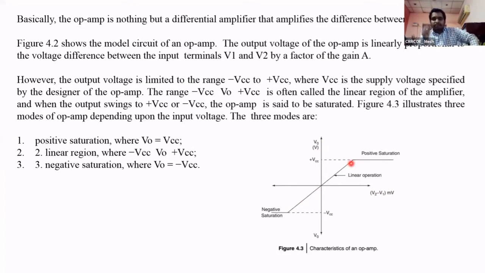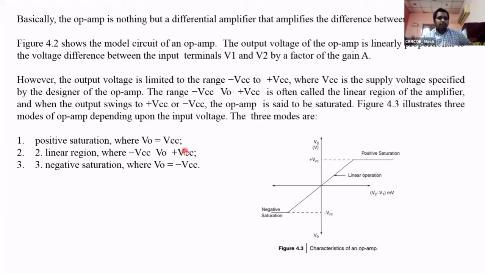That's why this device is very useful in many applications. But the output voltage is limited up to the supply voltage. If the output is more than the positive supply, plus VCC, the output is saturated, meaning there is a positive saturation. If V0 is equal to the negative supply voltage, minus VCC, then it is a negative saturation, meaning beyond these saturation limits there is no output. So the output is linear between these two saturations.